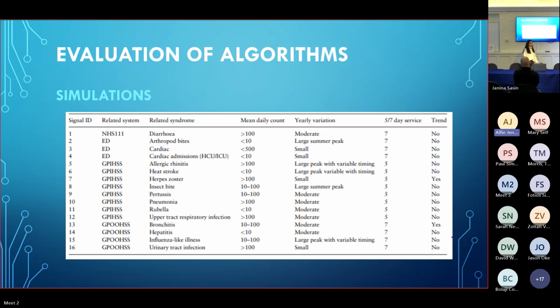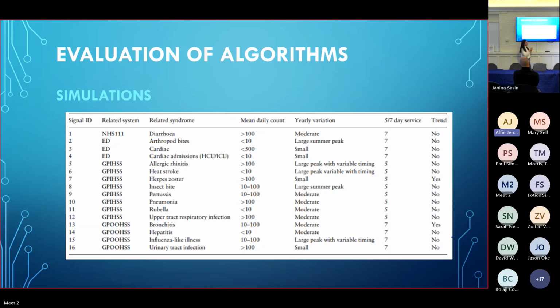To evaluate them, we used a set of simulations. We had 16 scenarios, hopefully reflecting more of the scenarios that could happen in real life. And we did that by taking different scenarios for the system where the data comes from, whether it comes from GP out of hours, in hours, emergency department, or NHS 111. We based them on real symptoms. So we looked at the real data and we thought, okay, this is how different scenarios of real data look like. And we based simulations on those as well.